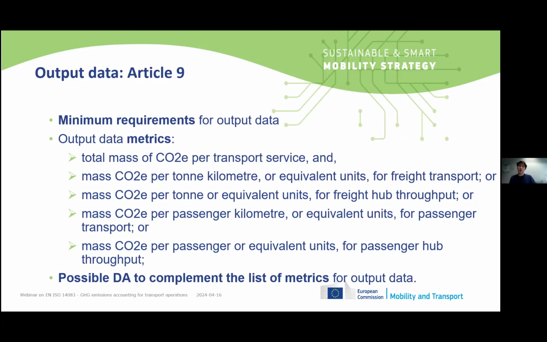Concerning the output data, we also borrow from the standard that we take as a reference methodology the minimum requirements for output data for the metrics: so the total mass of CO2 equivalent per transport service, the CO2 equivalent per ton kilometer, the CO2 equivalent per ton or equivalent units, and per passenger kilometer, and per passenger or equivalent units. We also leave room in the future for potential additions, to complement the list of the metrics in case of need. Next slide, please.